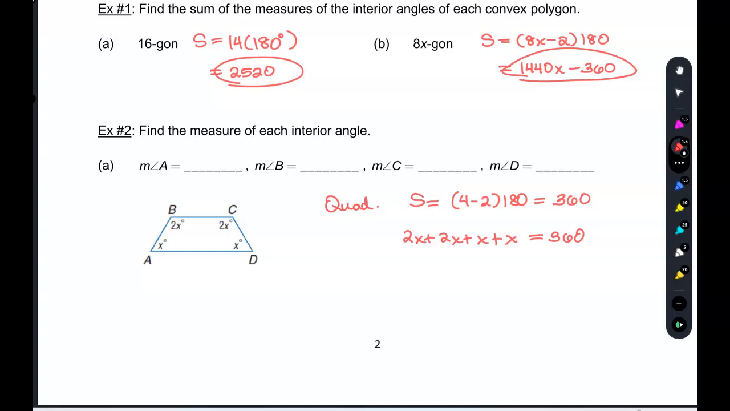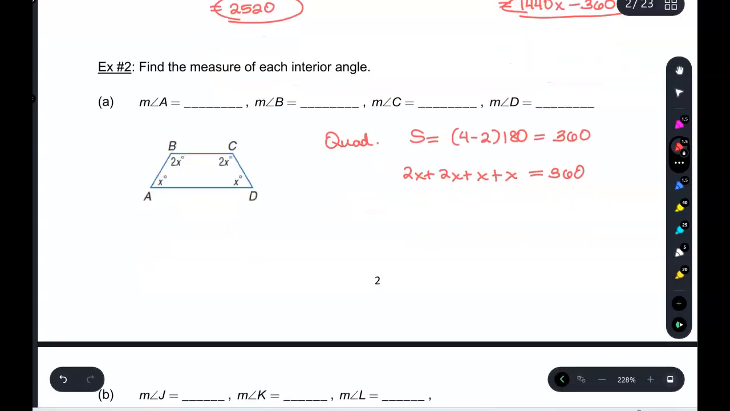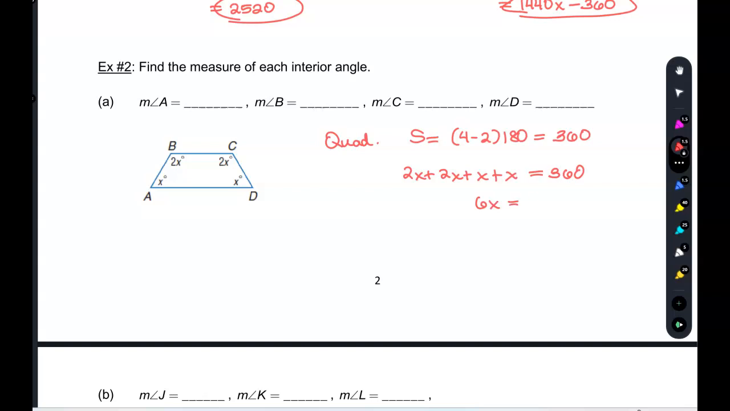Good, makes sense. So what happens? We combine all these. What does that give us? 6x, which equals 360, so x equals 60. Okay, so the measure of angle A is 60, B is 120.